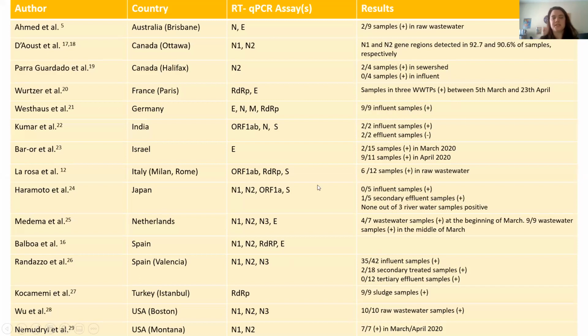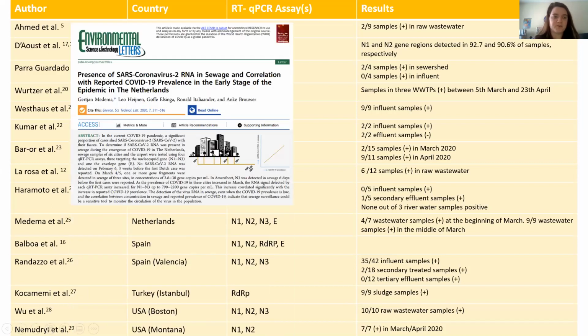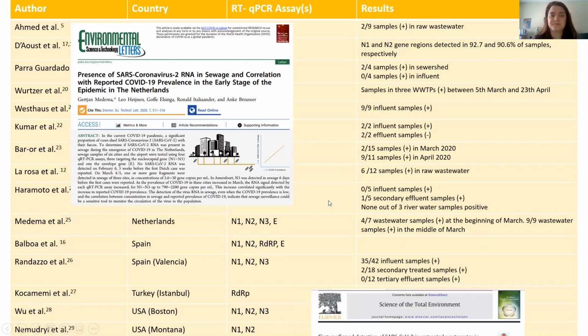First of all, I did notice in the literature when I was going through, a lot of studies were able to detect small concentrations of the viral RNA in the sewage, even when there was a low amount of cases in the community. So it was able to pick up on that quick. And then as they started getting to that wave 1 in mid-March and April, they saw the concentration rise. One example is this article from Medema, and they looked at this in the Netherlands. They found in the beginning of March, only 4 out of 7 wastewater samples were positive for the viral RNA, but in the middle of March, 9 out of 9 of the samples were positive.